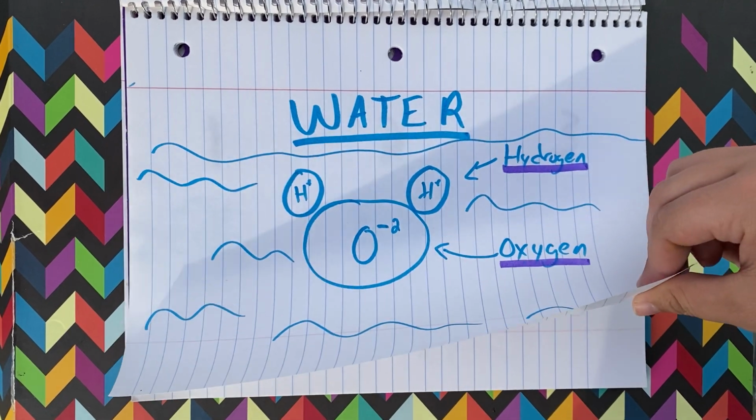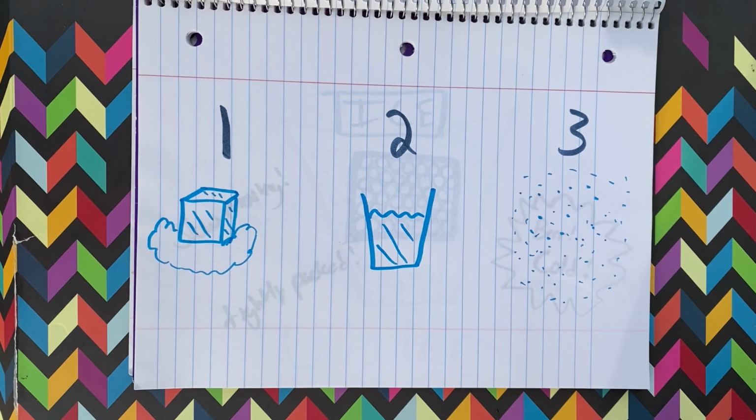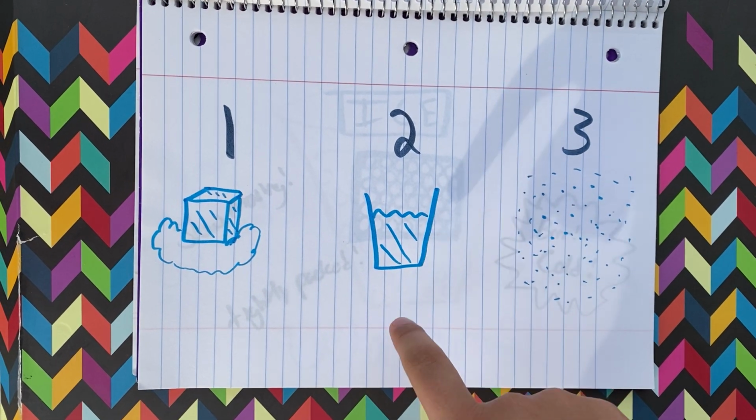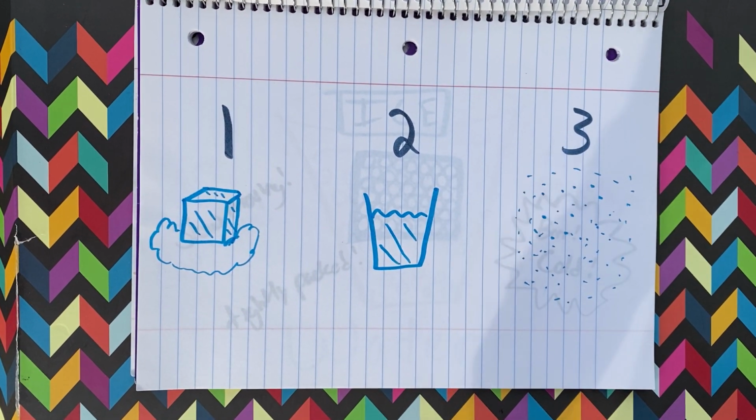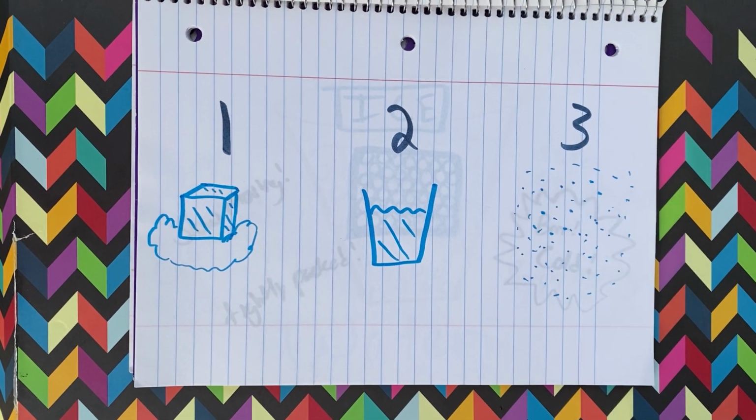And water is seen in 3 different states. The first state is ice, where the molecules are slow moving and hard. The second state is water, in a liquid state. And the third state is vapor, that's sometimes invisible, but sometimes you can see it.